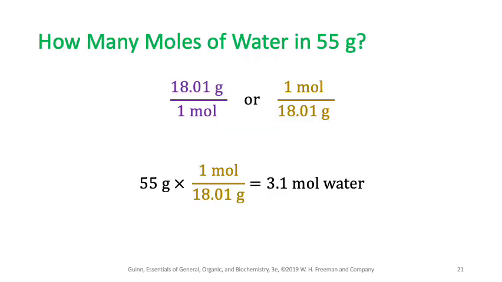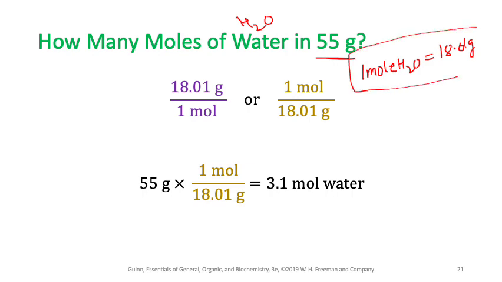This problem says, how many moles of water are in 55 grams of water? So the question is saying if we have 55 grams of water, how many moles of water do you have in that particular mass? By definition, I know 1 mole of water is equal to 18.01 grams of water. This is what the rule says.